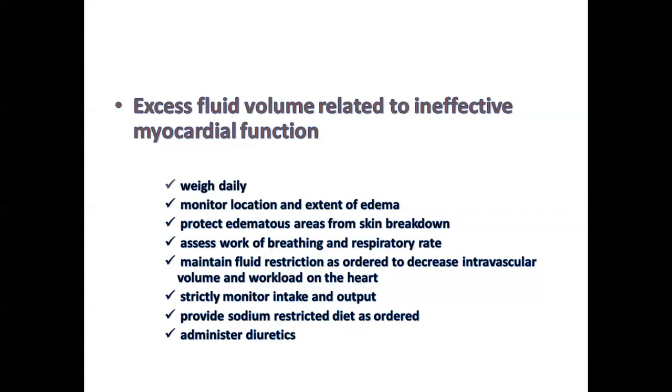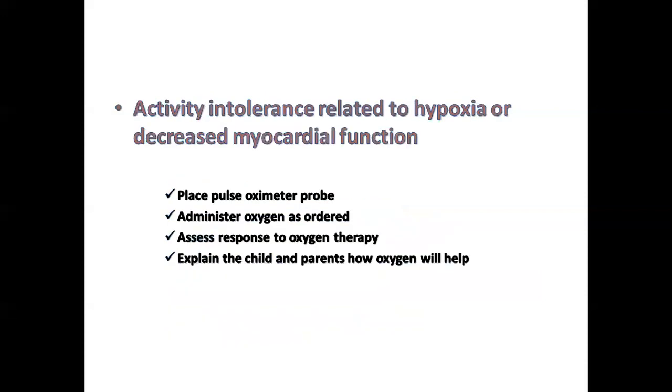Administer diuretics. The next is activity intolerance related to hypoxia or decreased myocardial function. For this, you can place a pulse oximeter probe, by which we can continuously monitor the oxygen level. Then administer oxygen as ordered, and assess response to oxygen therapy. Explain to the child and parents how oxygen will help support cardiac functioning.